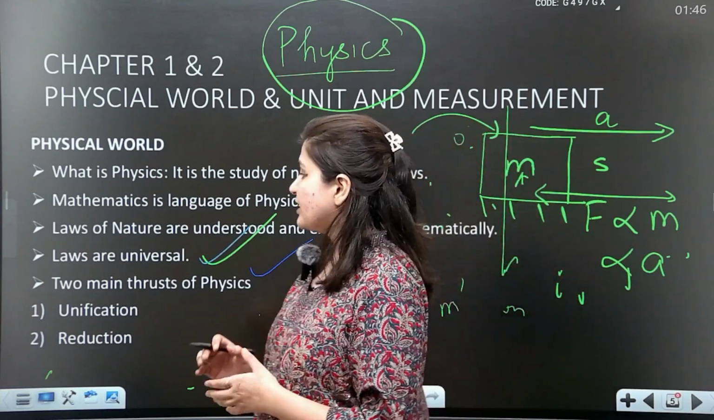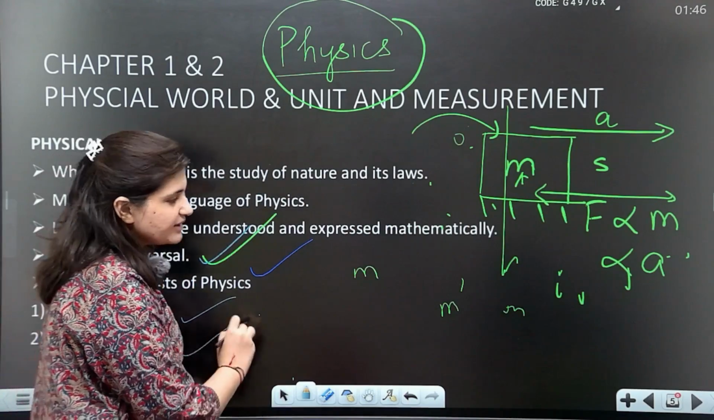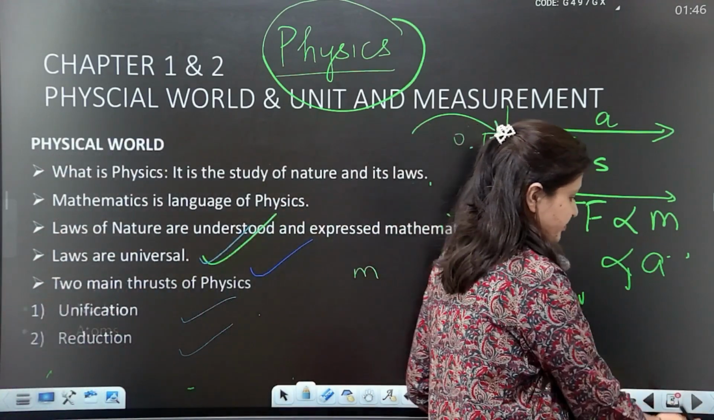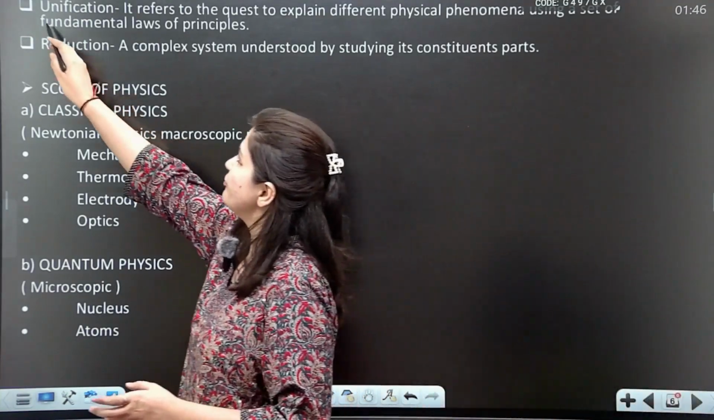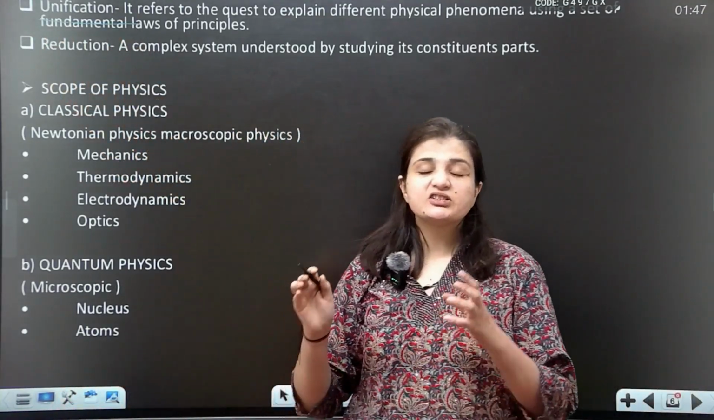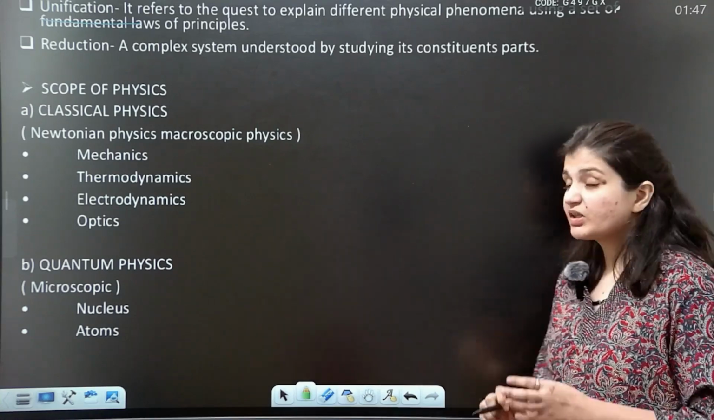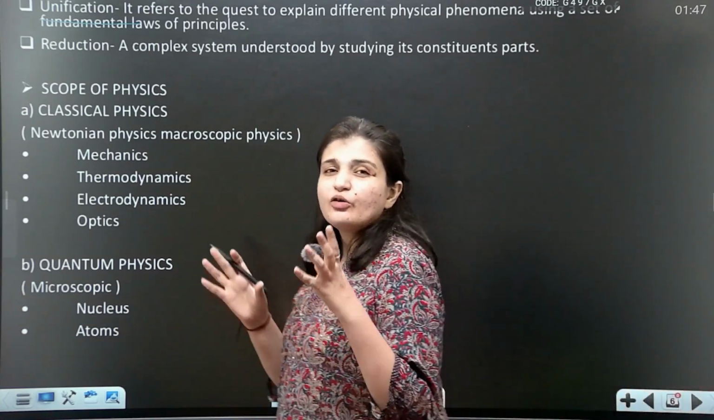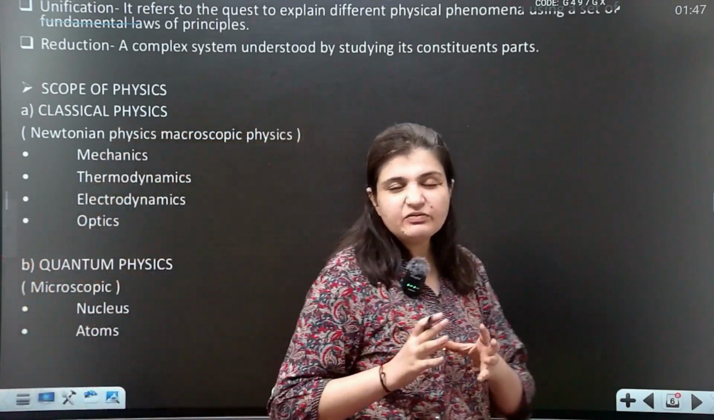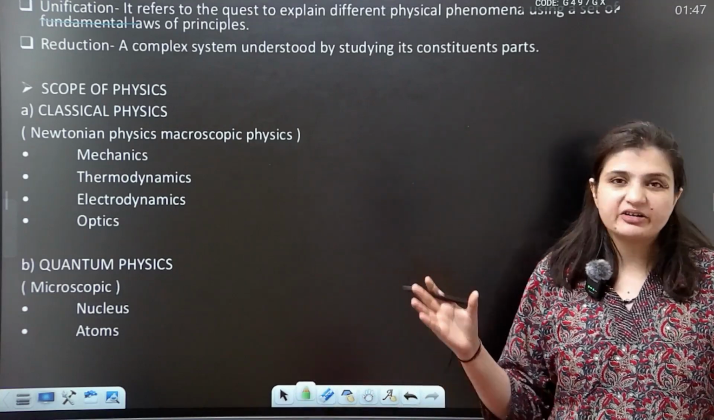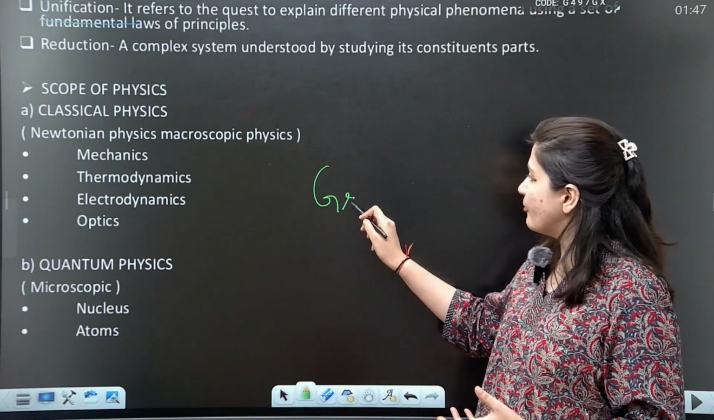Now the two main thrusts of physics are unification and reduction. What do you understand by the term unification? Unification, students, means that whatever concepts we study, we apply them to broader terms. For example, we come across the gravitational law.